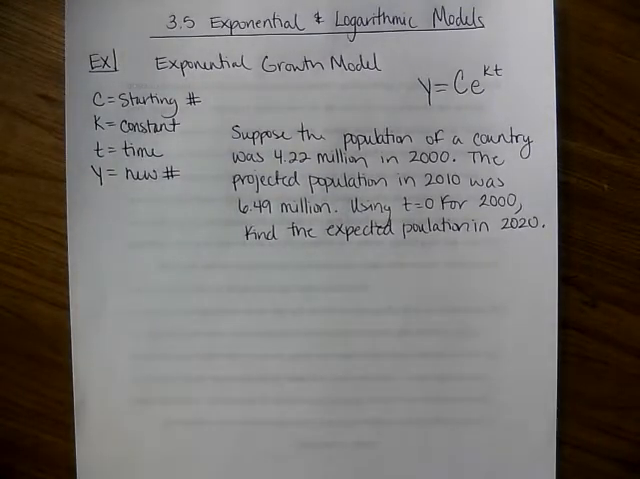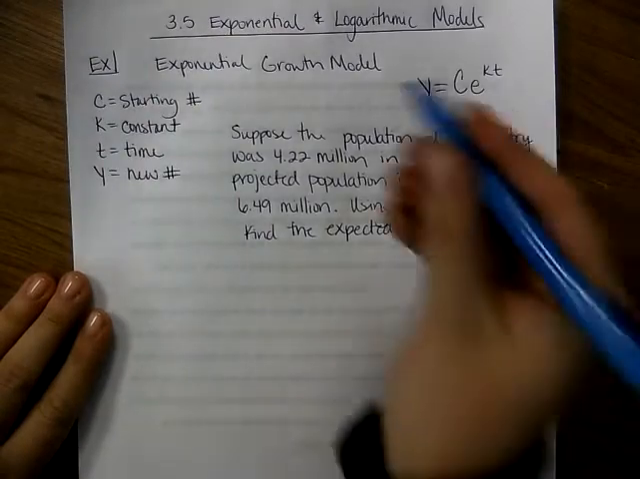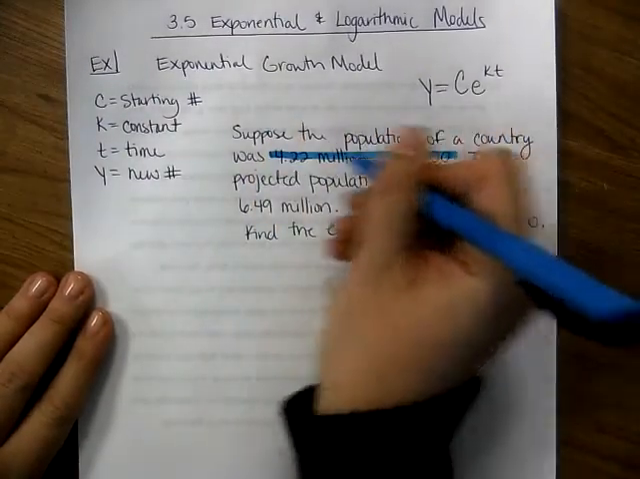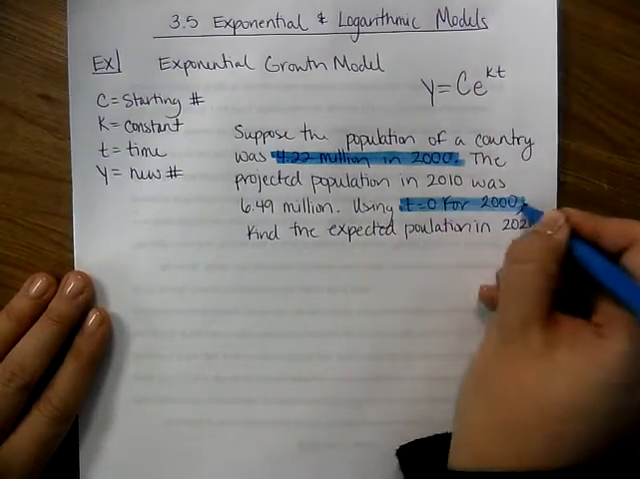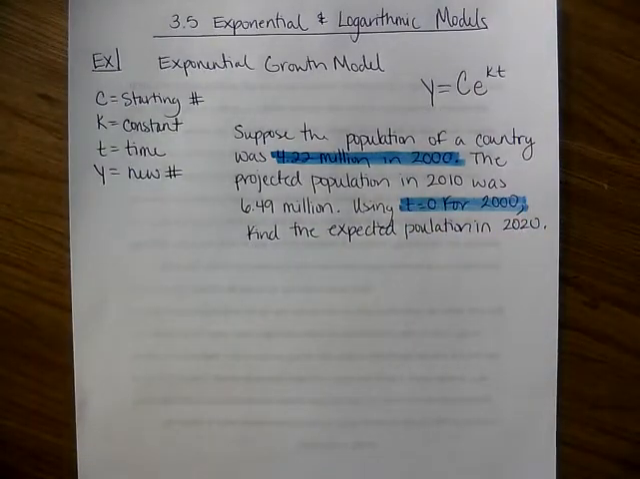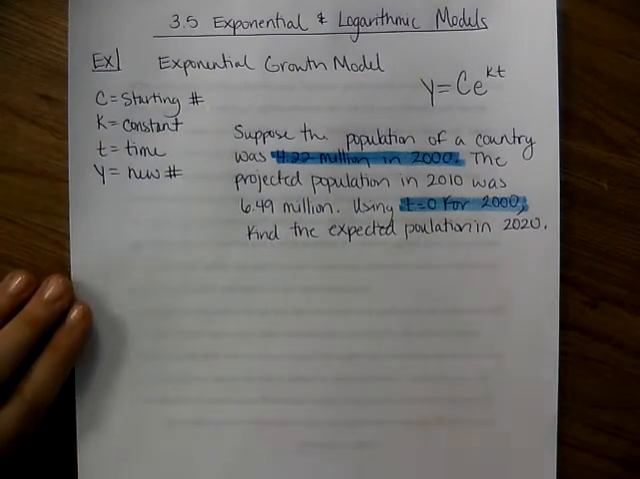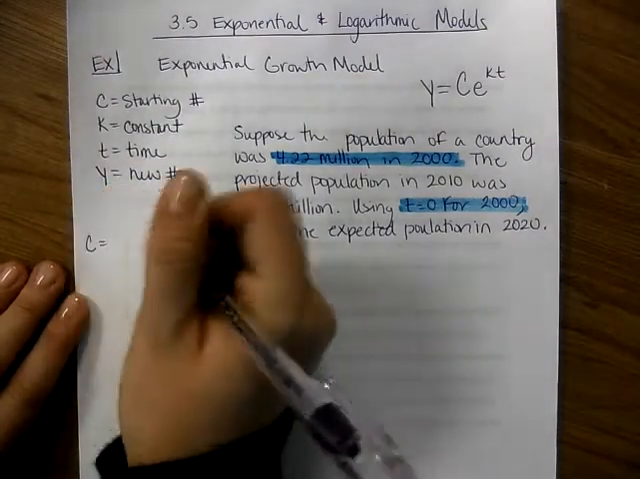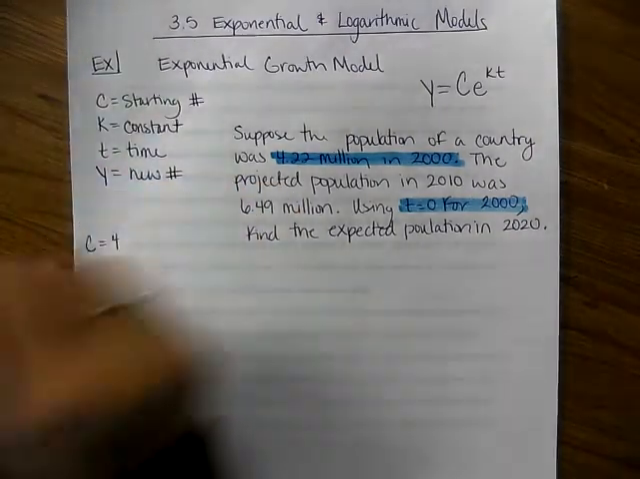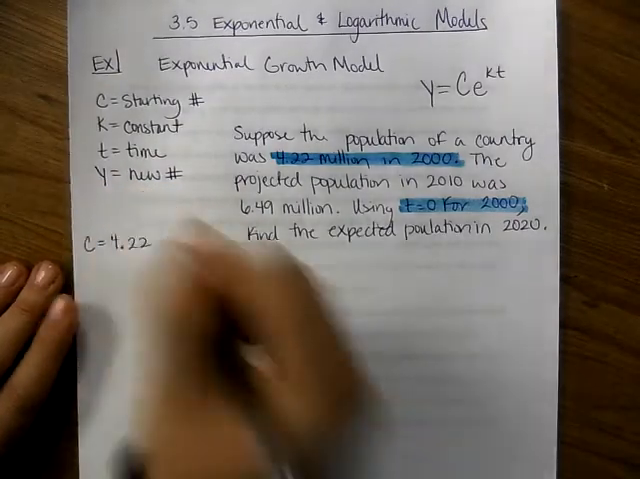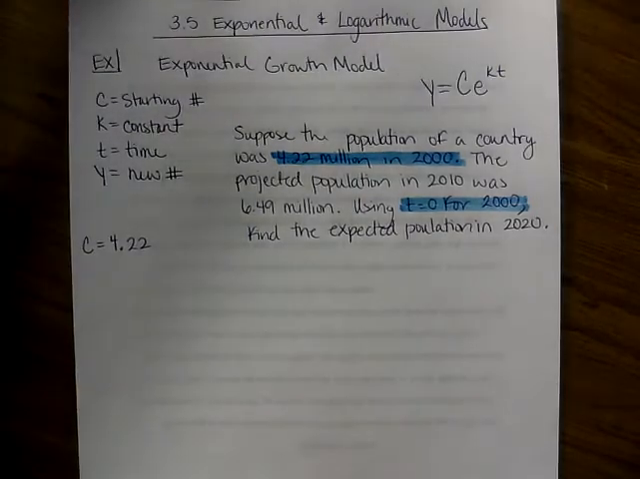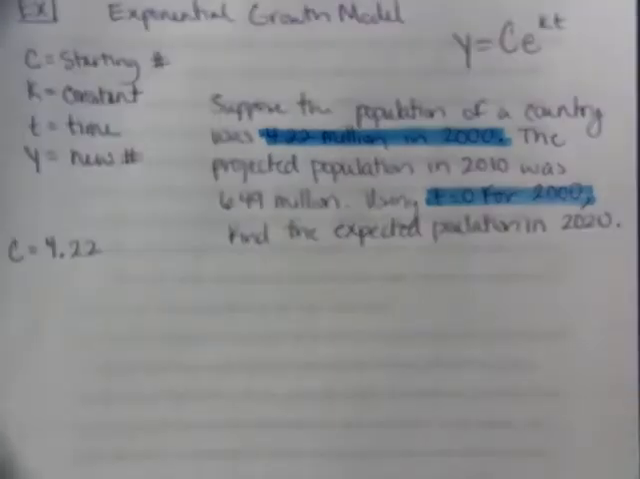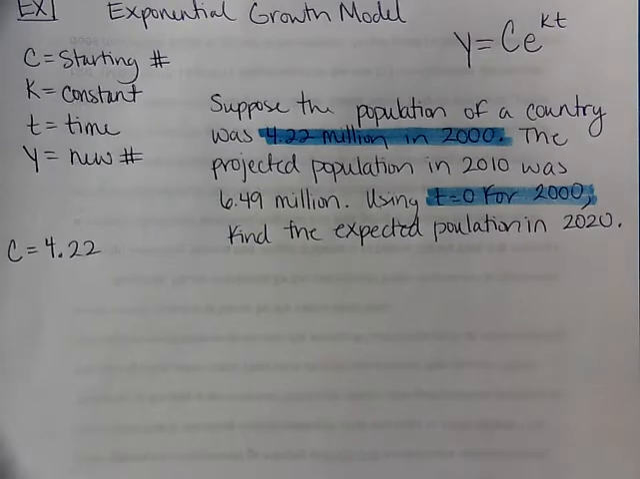So let's take a look at this. What have they given me? They've given me the starting number, right? In 2000, I had 4.22 million. And they also told me that t equals 0 represents the year 2000. So that's my starting number, so I know that C is 4.22. Okay, what else have they given me? Time. They've given me some time.